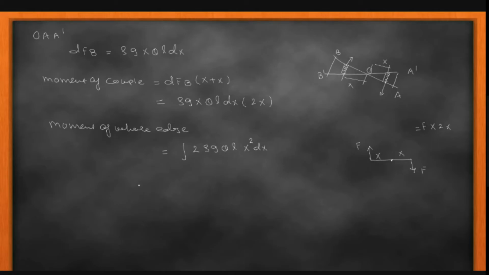Now this couple, due to this dFB, means the buoyancy forces try to rotate this model or ship or any object in the anti-clockwise direction, and it must be balanced by the weight that is displaced.